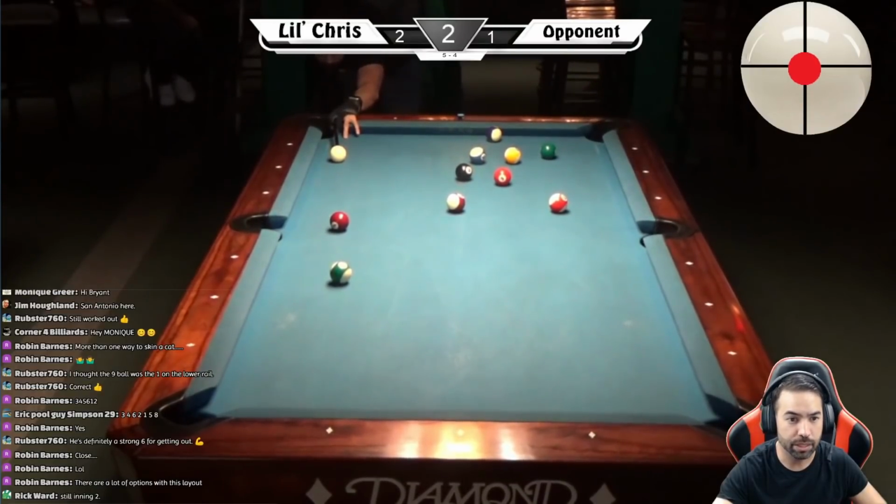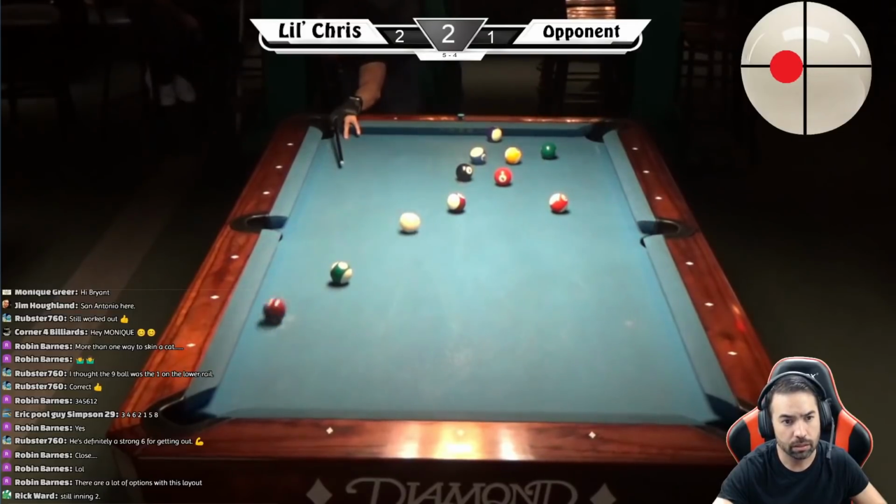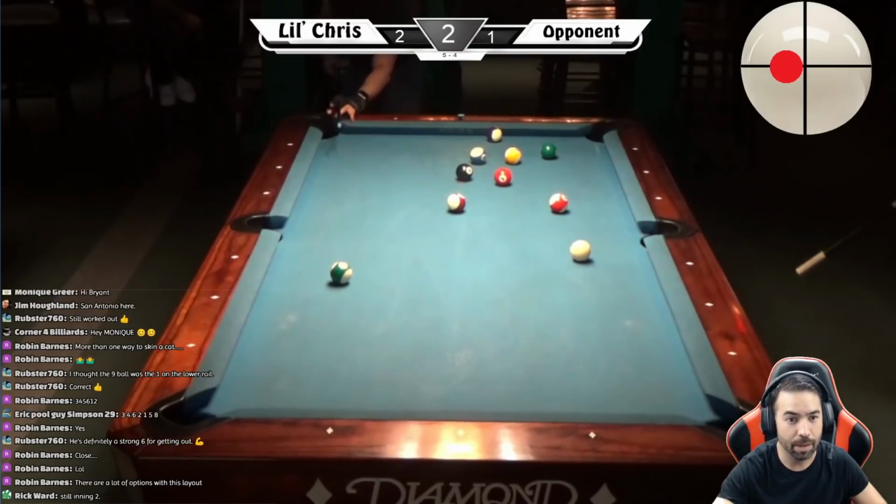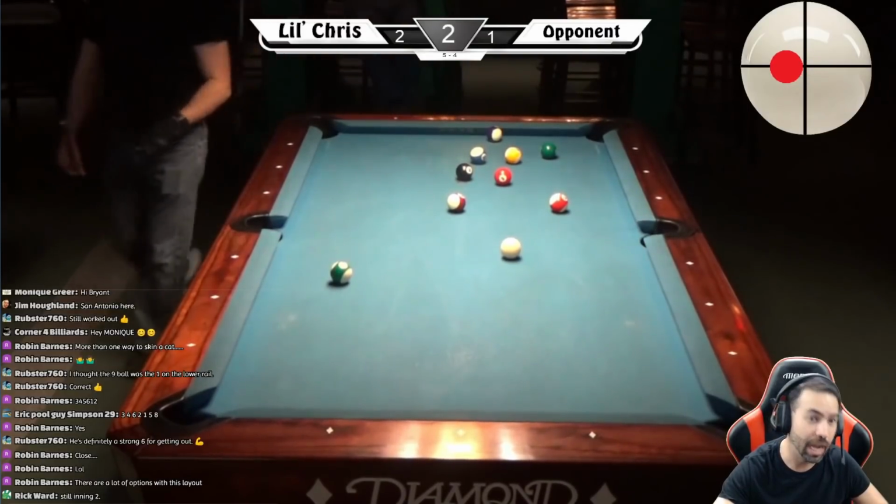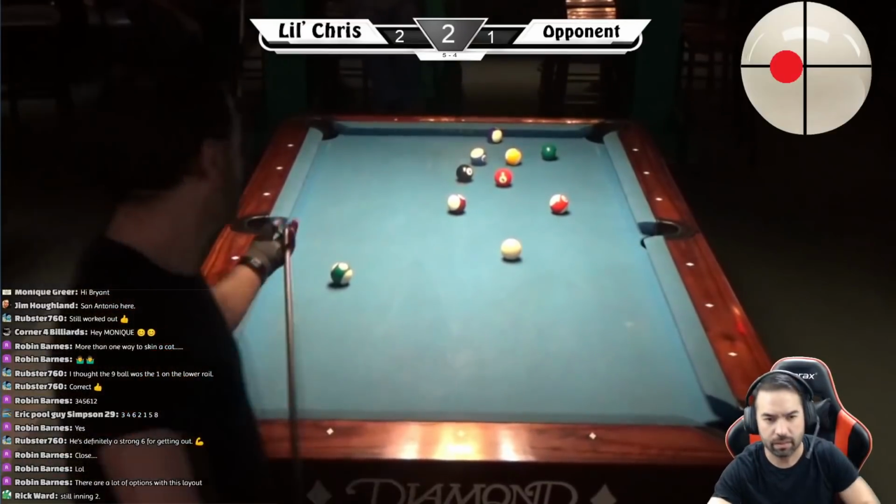What do I do here? Do I just play this with a rolling ball? It looks like I have some left spin as well, because I'm going to hit the side rail, come back out. Do I get position on the 3? I do get position, or not the 3, the 6.